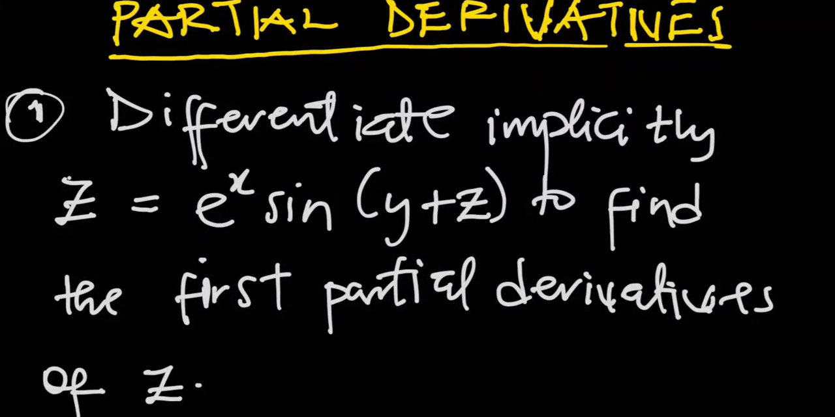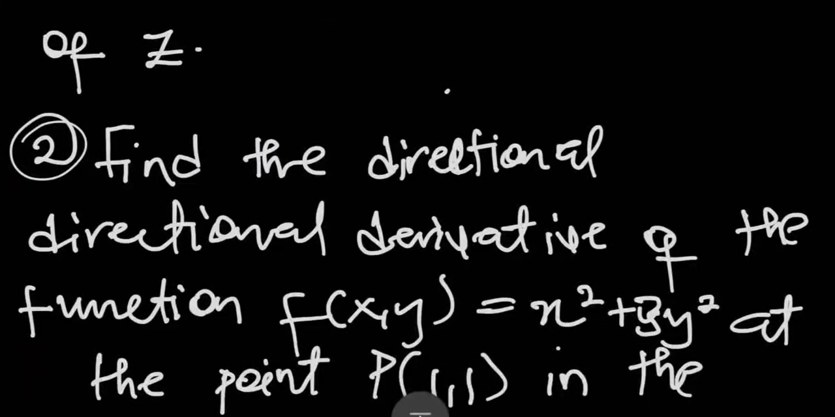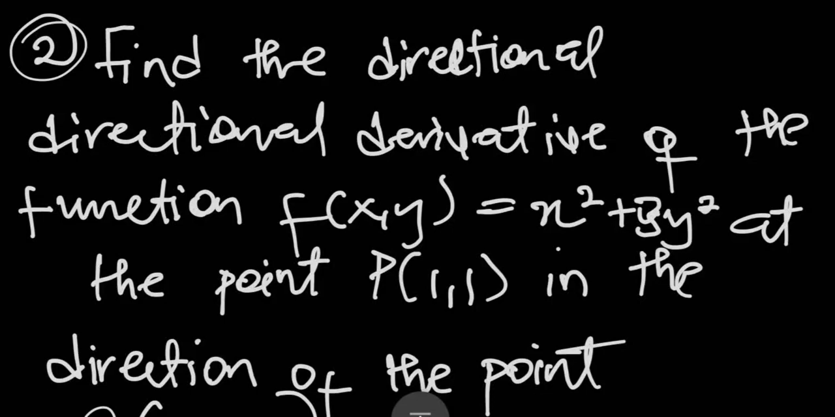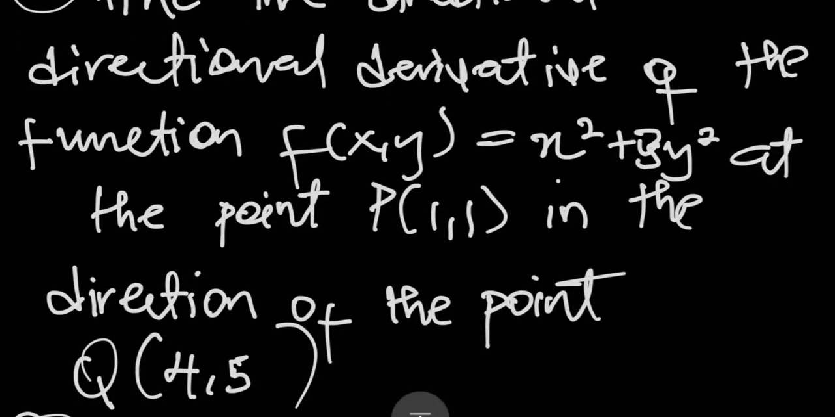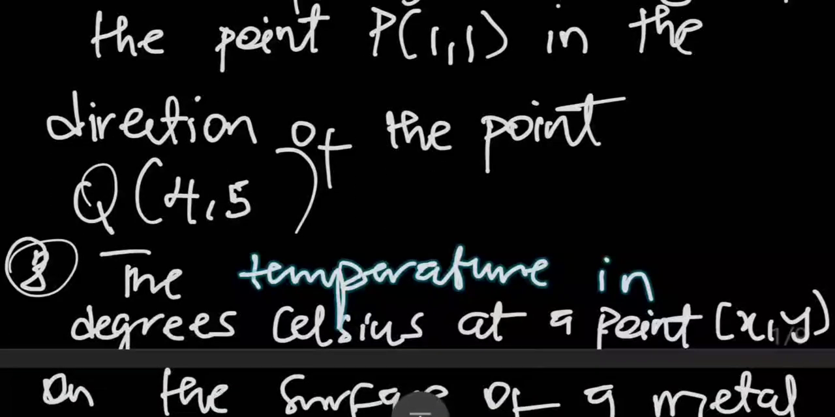This video is about partial derivatives. You have to differentiate implicitly, where z is the function equal to e^x sin(y + z), to find the first derivatives of z. Then you have to find the directional derivative of the function f(x, y) = x squared plus 3y squared at the point P(1, 1) in the direction of the point Q(4, 5).